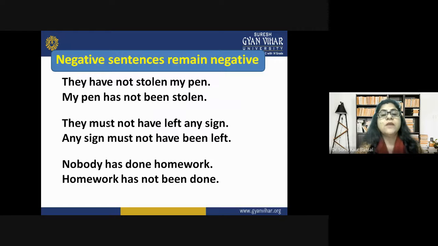Any sign must not have been left. So, next is: anybody has done homework. Homework has not been done. So, this is how the negative sentences remain negative in the passive conversion also.